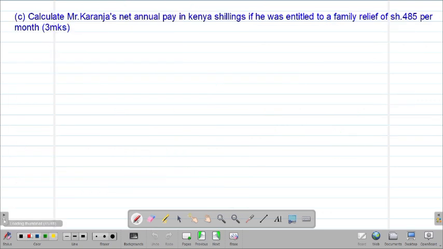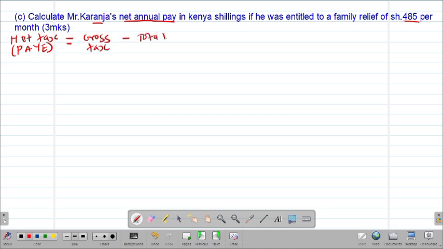So in part C of the question, we are told to calculate Mr. Karanja's net annual pay in Kenya shillings if he was entitled to a family relief of 485 shillings per month. So of course, for us to get the net pay, we first of all need to have what we call the net tax, or what we are calling the payee. Net tax will always be equal to the gross tax or the total tax, then of course minus the total relief.